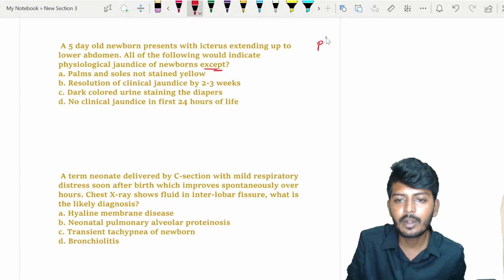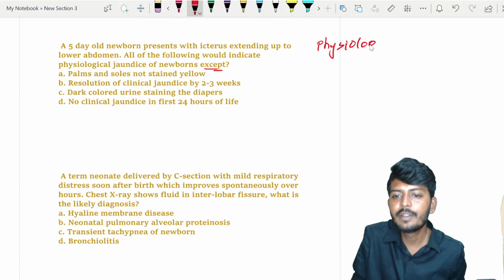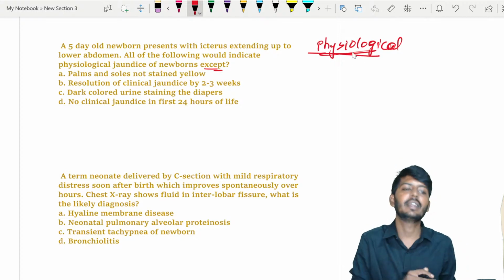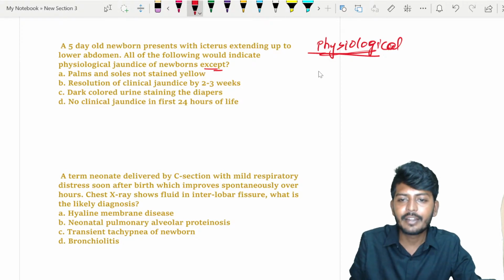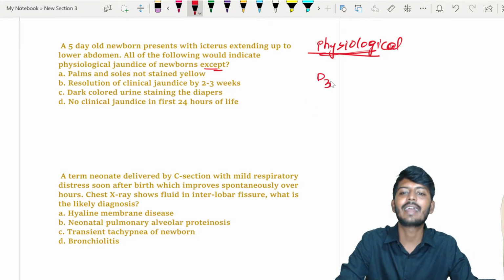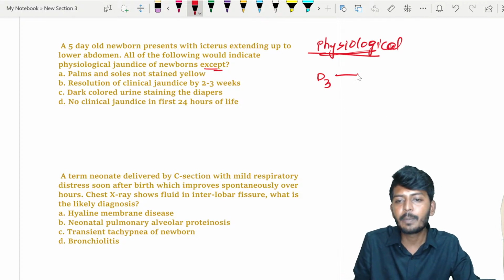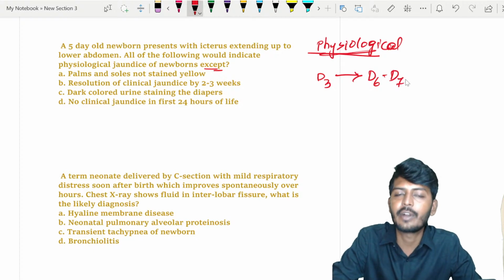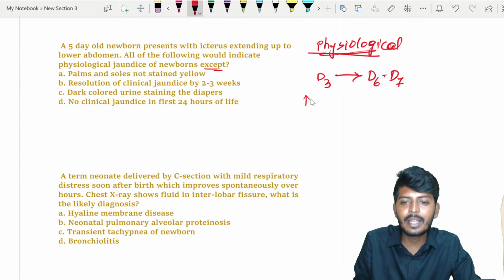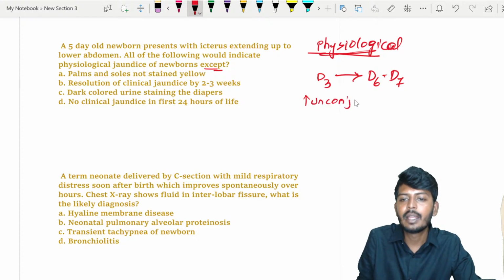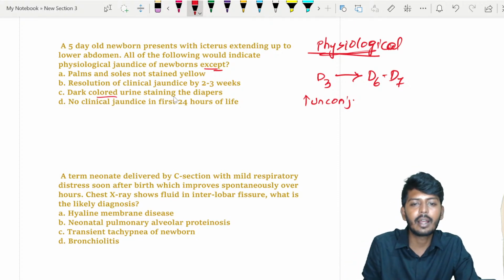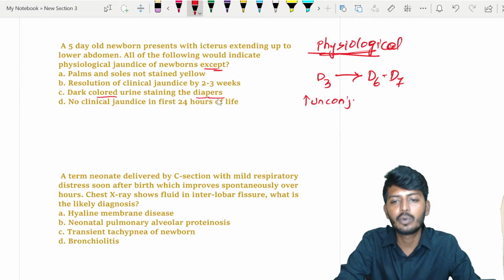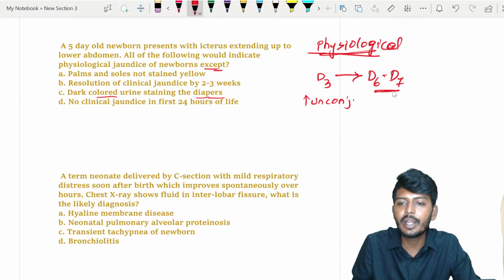So please understand physiological jaundice. My dear students, quickly I'll give you points to remember, like a pointer. Very simple thing: physiological jaundice starts on day 3 and progresses up to day 6 or day 7, then it will go off. Here there will be an increase of unconjugated bilirubin. Because of that there is dark colored urine and dark colored stools in the diaper, and it will resolve by day 6 to 7.